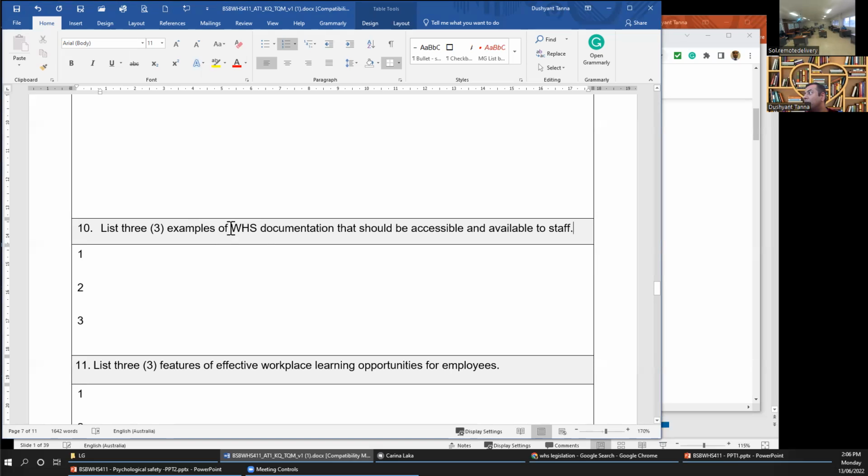List 3 examples of WHS documentation that should be accessible. For example, if Karina is a part of APTC and she doesn't know where to locate the privacy policy or what a privacy policy is, how is she going to adhere to that? If I don't know what a code of conduct is, then how am I expected to follow it? Isn't it?